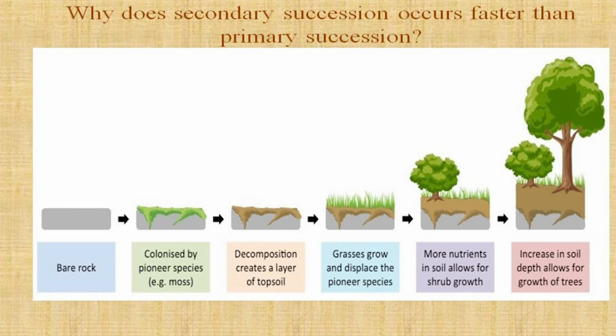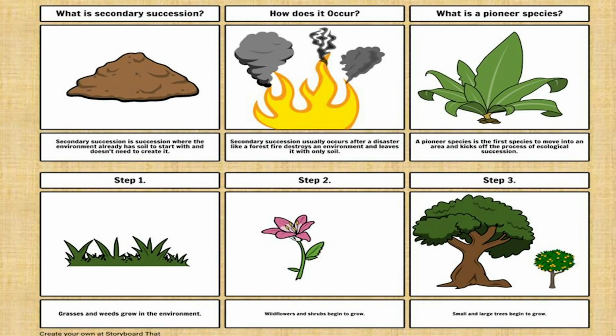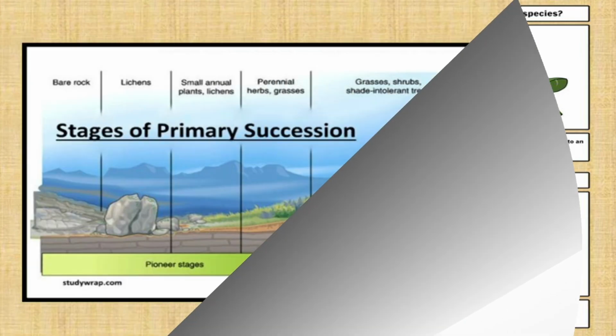Why does secondary succession occur faster than primary succession? This figure shows primary succession and secondary succession. Here the figure shows what secondary succession is, how it occurs, and what a pioneer species is. First, secondary succession starts from the rocks, and then a forest fire occurs, then pioneer species arrive, then shrubs and herbs come, and then finally the tree community comes.